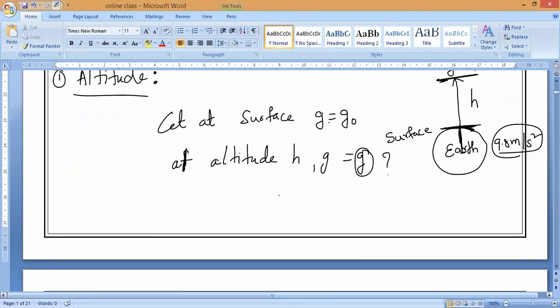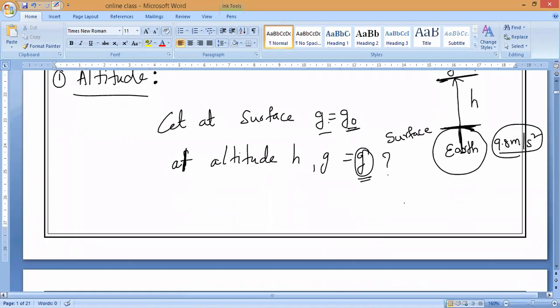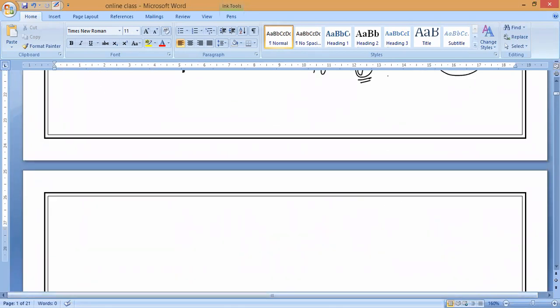So this is what. Any doubt, guys, till here? Are you clear, Pradosh? Altitude. So on the surface, I consider g is equal to g naught, and above the surface, after a certain height, g is equal to what? This is what we have to find.